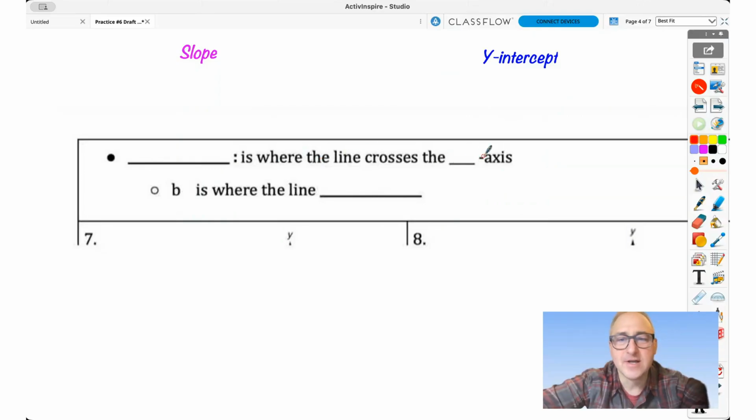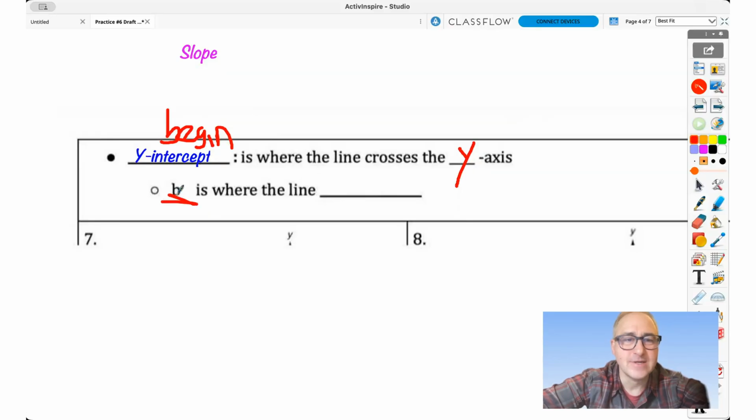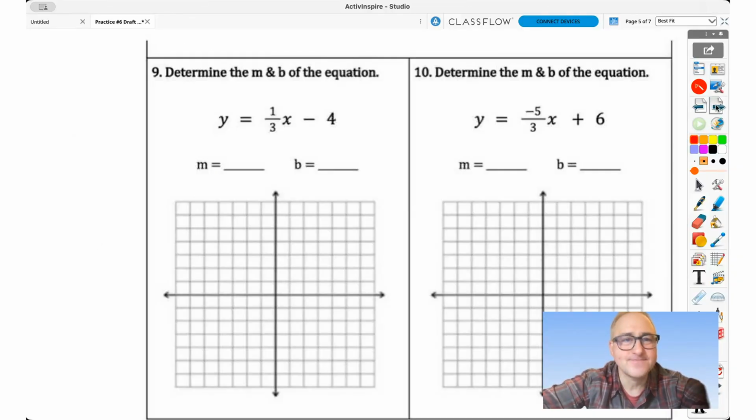Blank is where the line crosses the blank axis. It's not slope. The y-intercept is where the line crosses the y-axis. Or we could say that b, the begin, B-E-G-I-N, is where the line begins. All right, let's practice some y-intercepts.